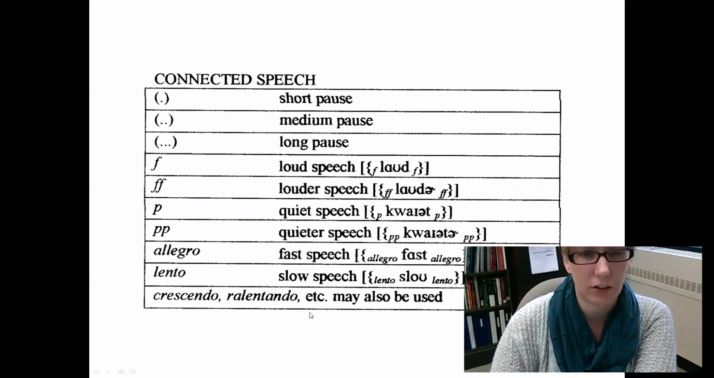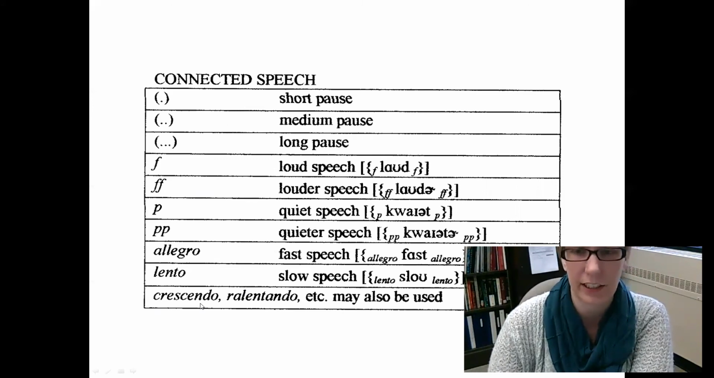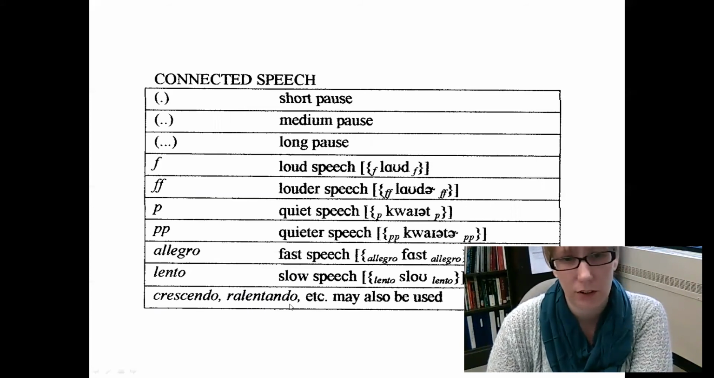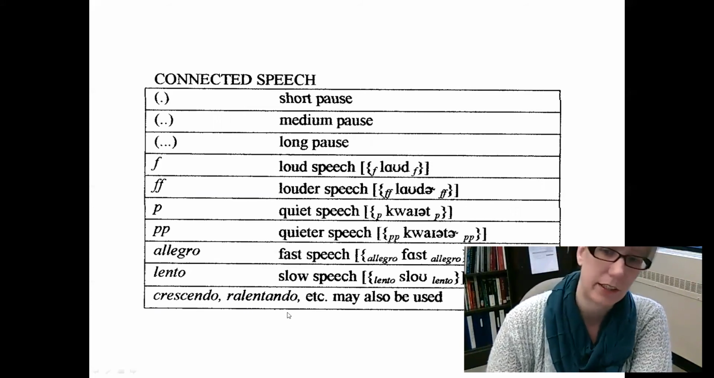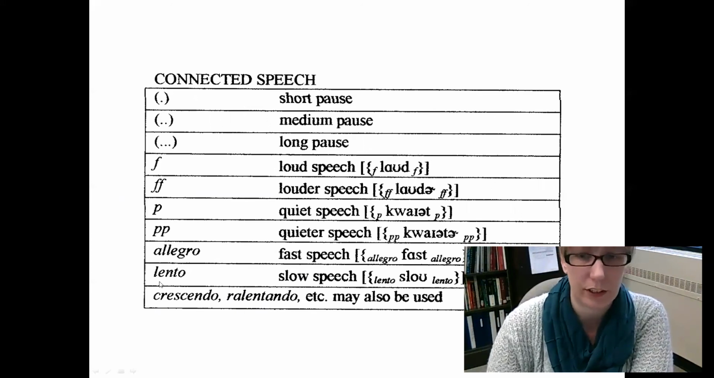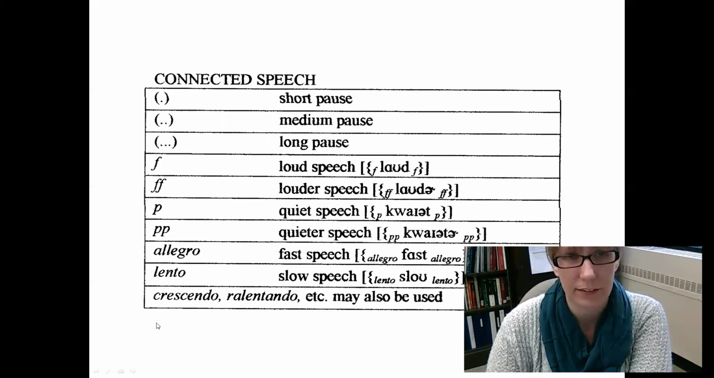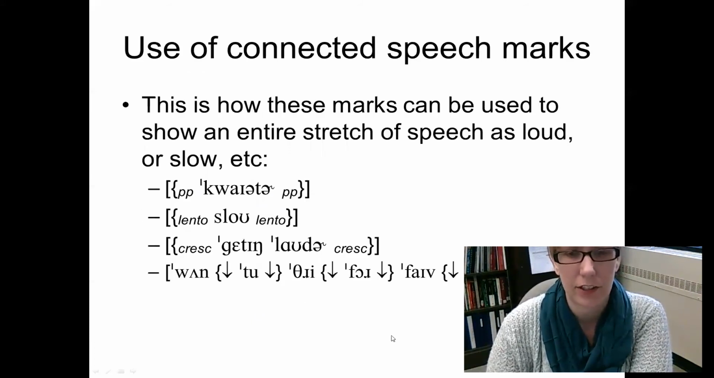And finally, you can use other terms for music. This crescendo would mean getting increasingly louder and louder as it goes on. This one means slowing down. Rallentando means slowing down. Other terms for music can be used as needed, but that covers most of the basics. All right, so this is an example of how you might use these sort of extra descriptors within your transcription.